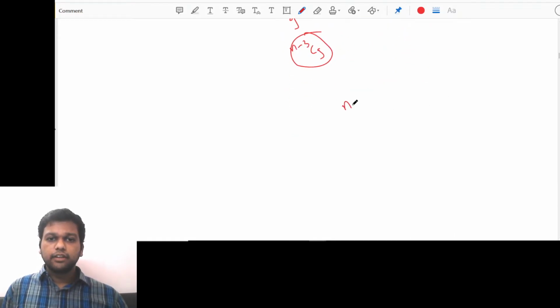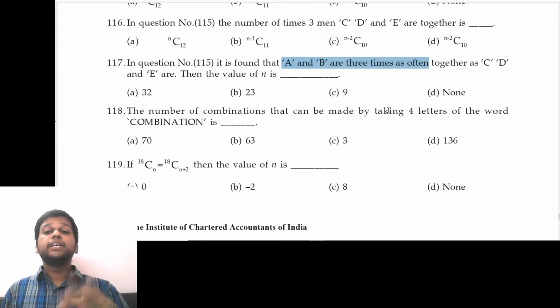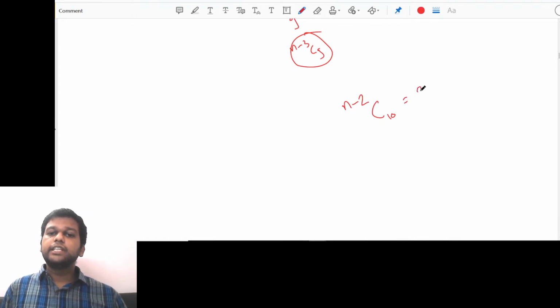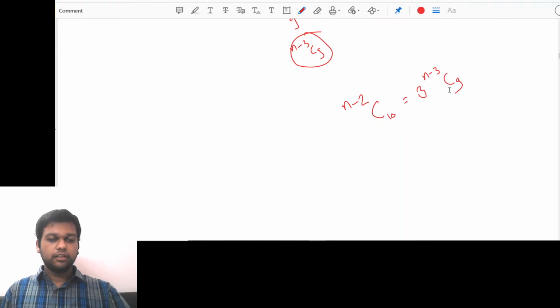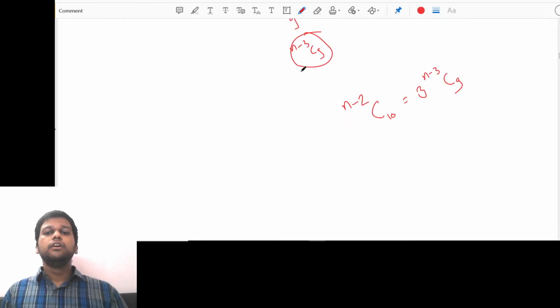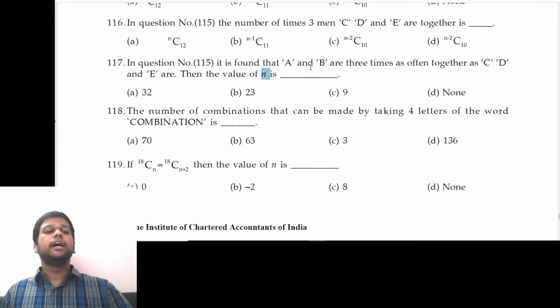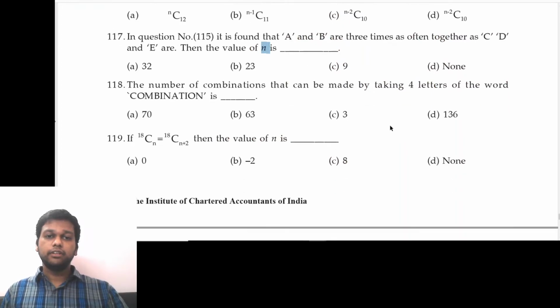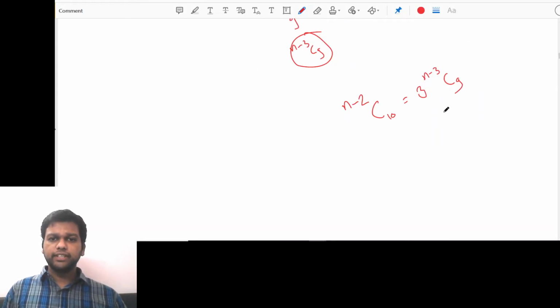So they are saying n minus 2 C10 is 3 times as often together as C, D and E are. That means this is 3 times of that n minus 3 C9, right? And then what is the value of n is what they are asking. So we can try to find the value of n. We can go by options, but I think going by options will involve large numbers, 32, 23. 9 is not going to be the answer anyway. So maybe let's simplify this.